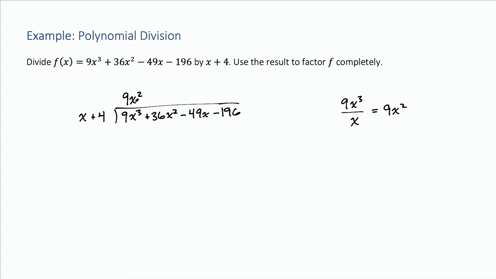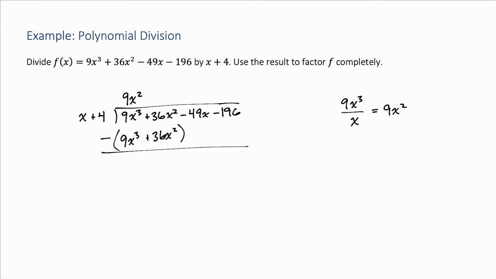Okay, now we take that 9x squared and multiply by the x plus 4. So 9x squared times x is 9x cubed. And then 9x squared times 4 is 36x squared. We then subtract that. Well, the 9x cubed cancels, and so does the 36x squared.